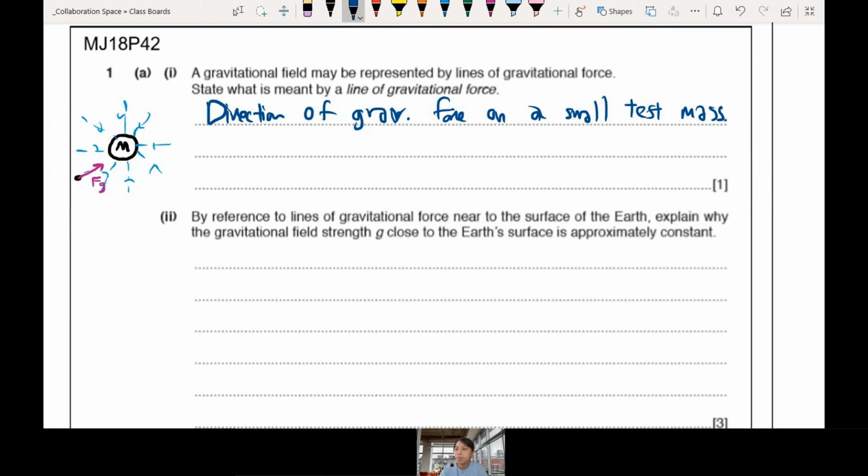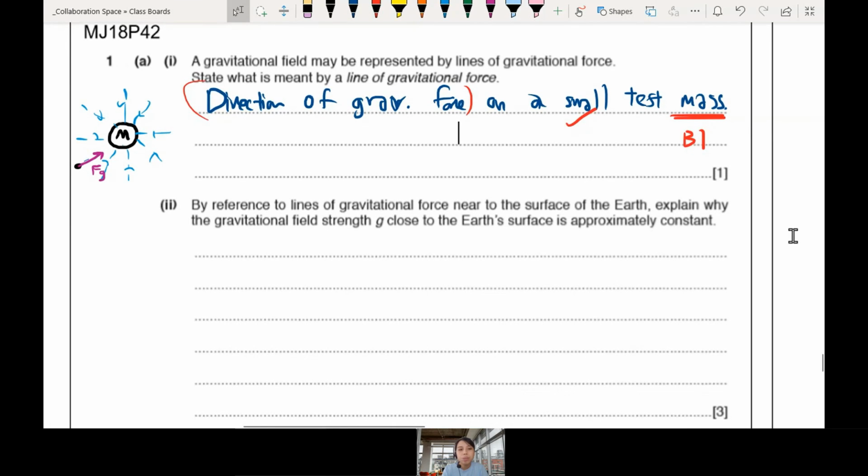That's why we draw it in such a way, and that is parallel to the field at that point. So you got to think of something like this: force on test mass, direction where a particle will move, a small test mass will move. Okay, you must talk about mass. This is gravitational force, so must say mass. This is B1. Direction of force on a small test mass. We go to part 2.